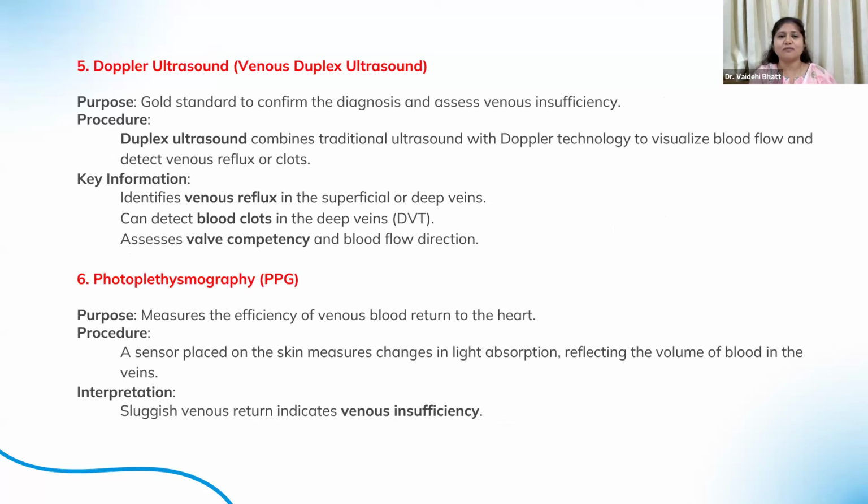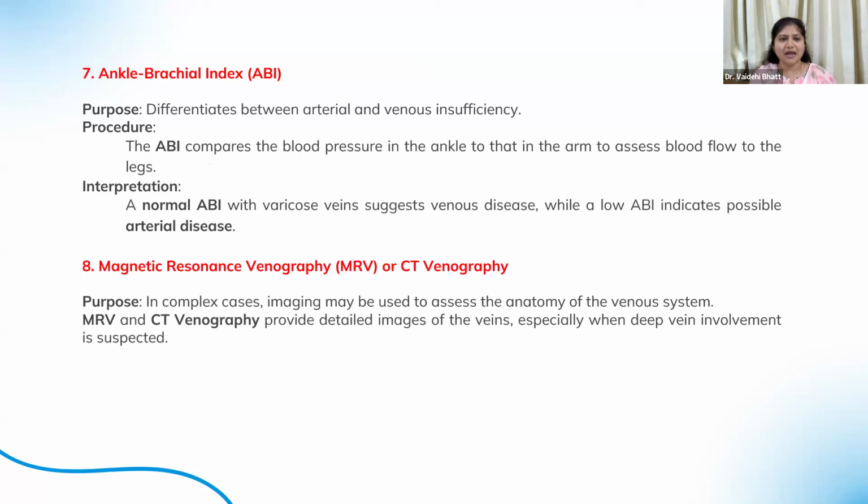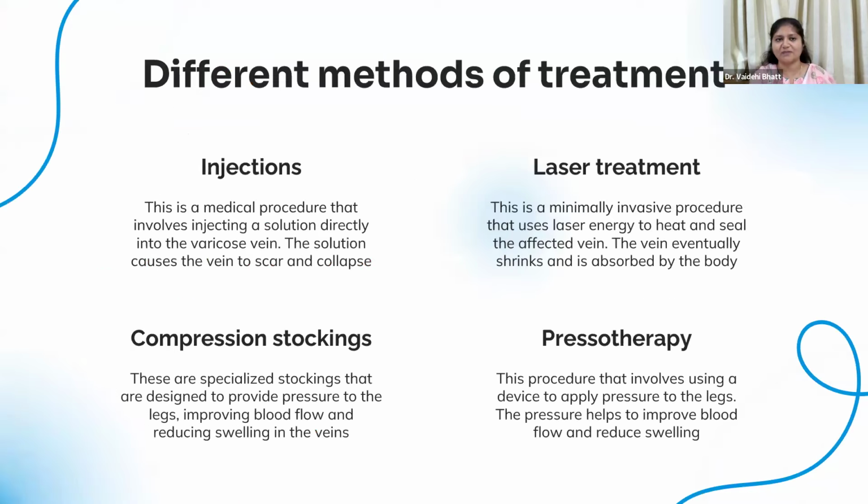Then photoplethysmography, and that will help to find out the venous return to the heart, and that's how we diagnose the venous insufficiency condition. Next is the ankle brachial index, and that will also help us to find out arterial and venous insufficiency. Then magnetic resonance venography or MRV, or CT venography, that will help us to find out the exact anatomical condition of the valvular structure or veins, especially in deep vein involvement.